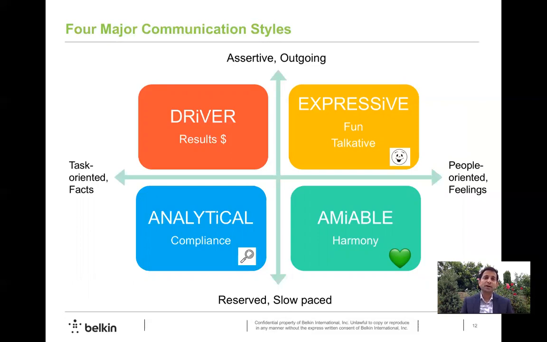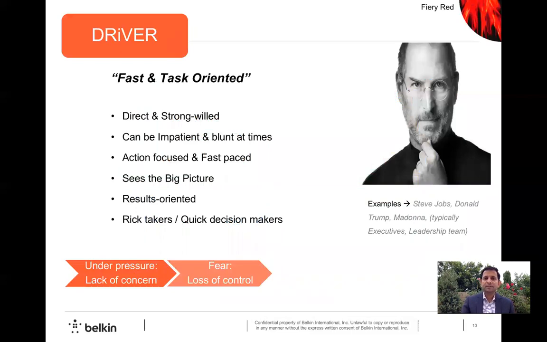Let's dive into the broader personality styles of each of these types so we can understand how to deal with and influence them. Starting with the fiery red, with the driver. They are direct and strong-willed, but they can be impatient and blunt at times. They love action and challenges. They prefer to think about the big picture, perform high-level planning, and leave the implementation details to the rest. In an organization, these are typically your CEO types, your executive, senior leadership team, and so on.